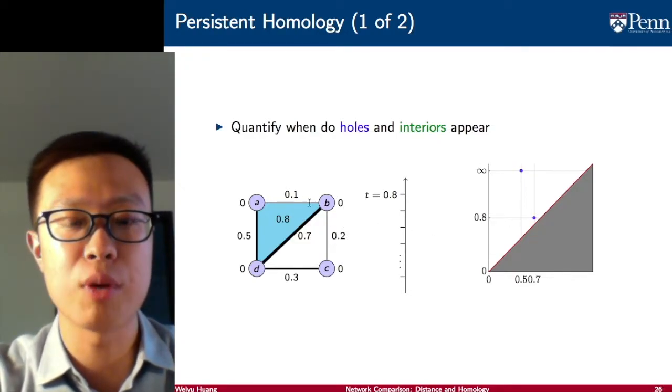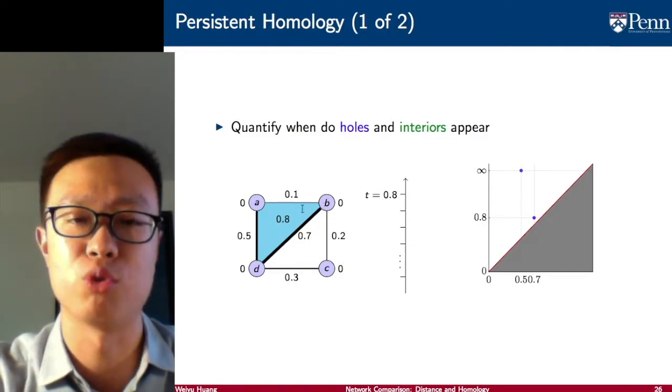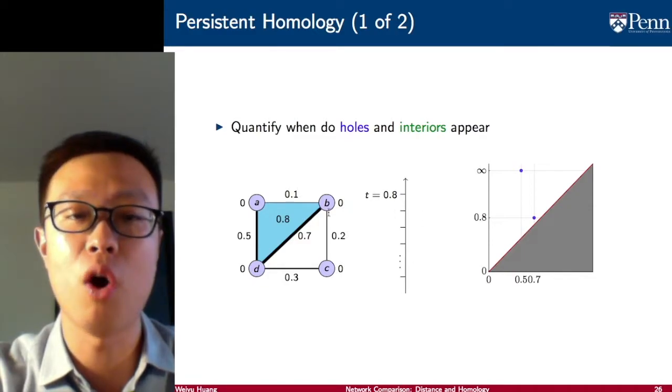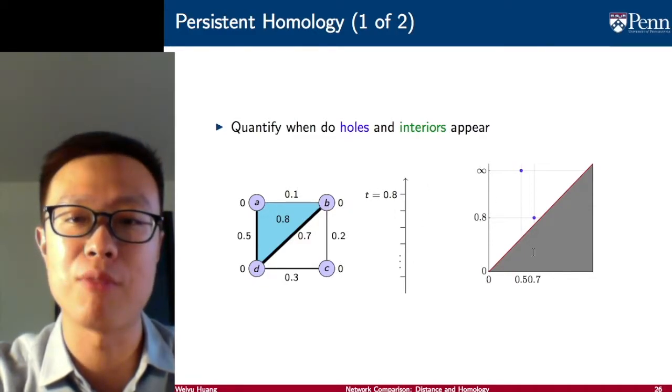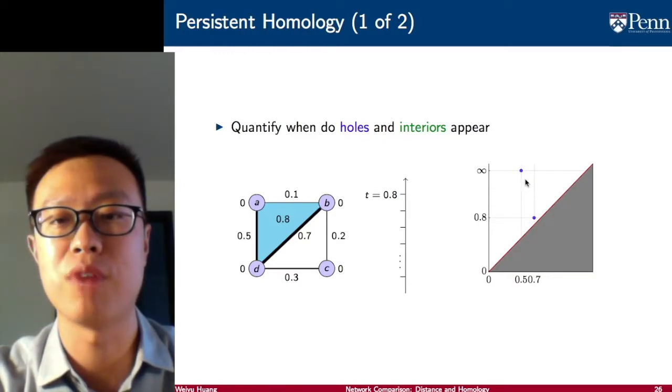Also, since 0.8 is the last point of simplex added to the filtration, the hole that is born at 0.5 is going to stay there forever. We represent this as (0.5, infinity).